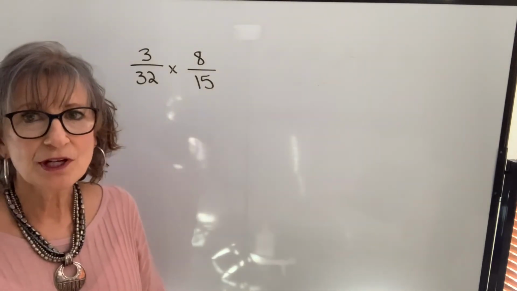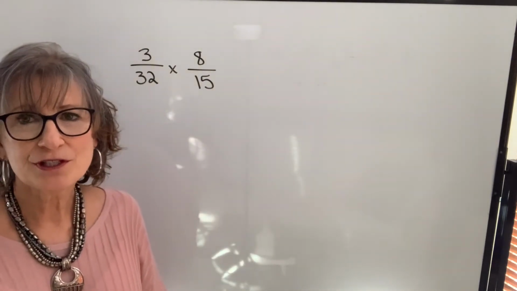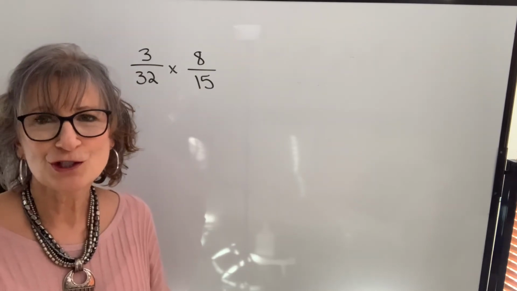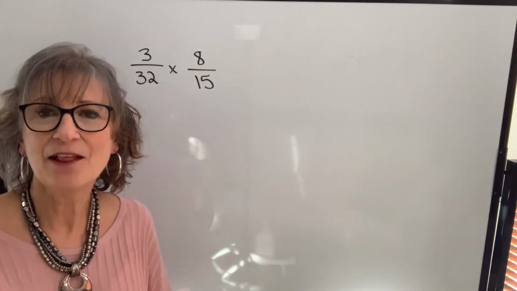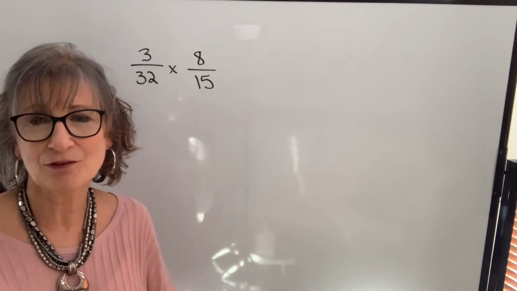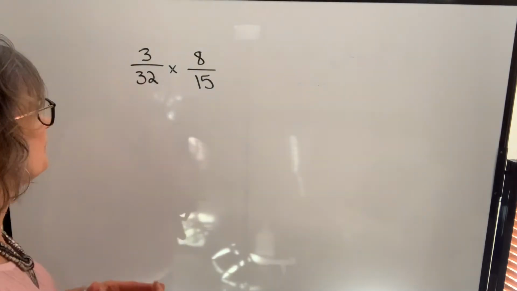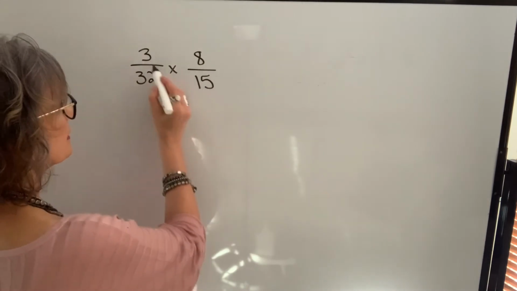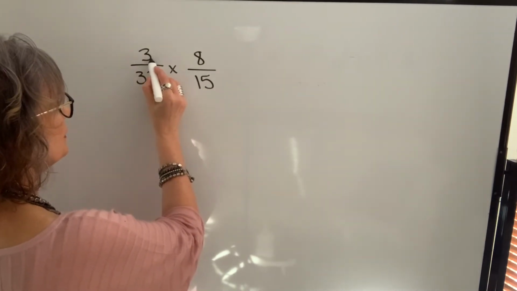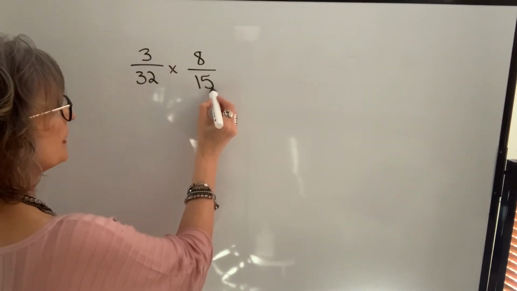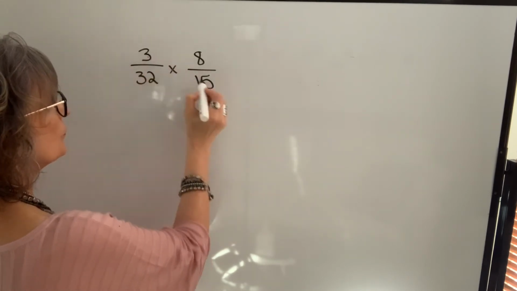We could multiply the numerators and multiply the denominators, but we would end up with fairly large numbers in our numerator and denominator, and then we'd have to try to reduce that fraction. So instead, let's cancel any common factors. Notice that we have a factor of 3 here. 15 has a factor of 3. So we're going to divide both of those numbers by 3.